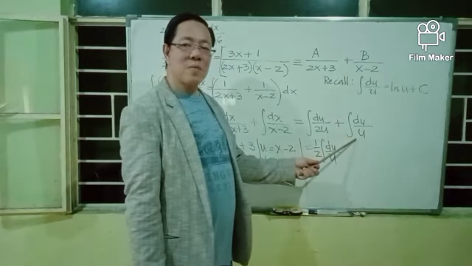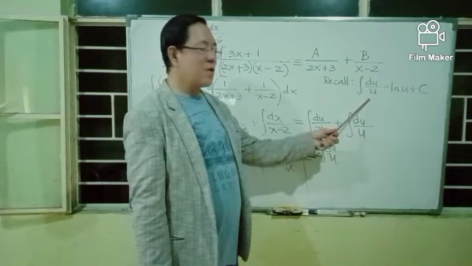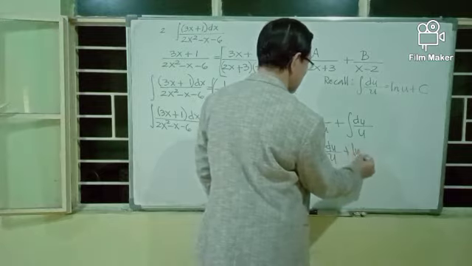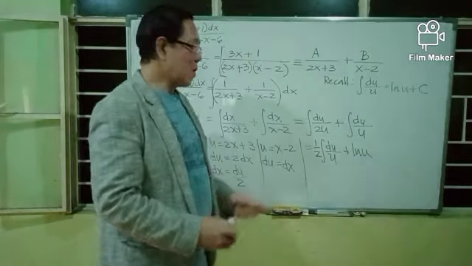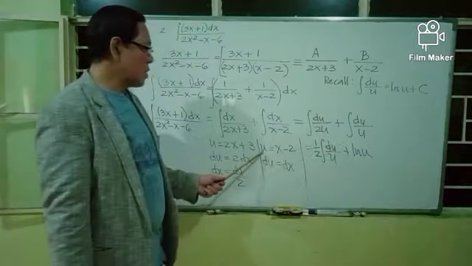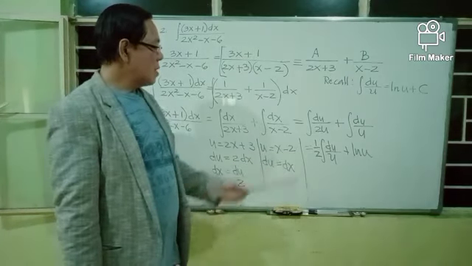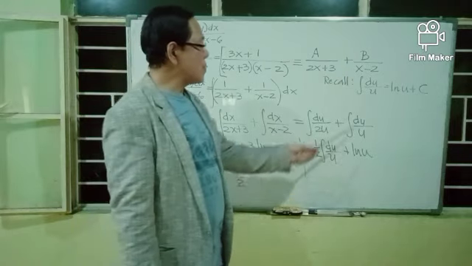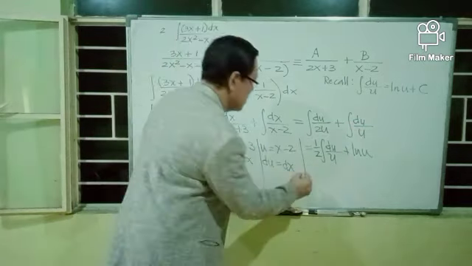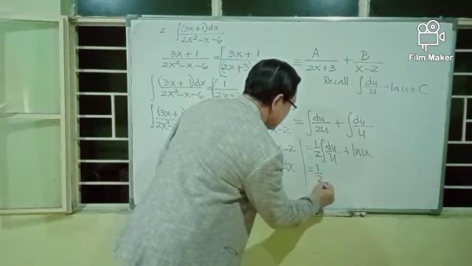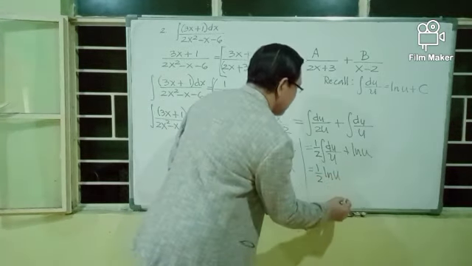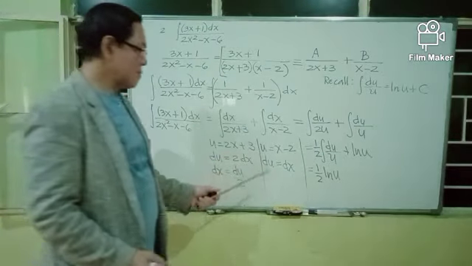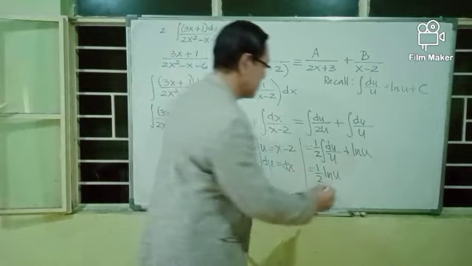The second term is integrable. The integral of du over u is ln of u, where u for the second term is equal to x minus 2. The first term now is 1/2 times the integral of du over u, which is ln u, where for the first term u is equal to 2x plus 3.